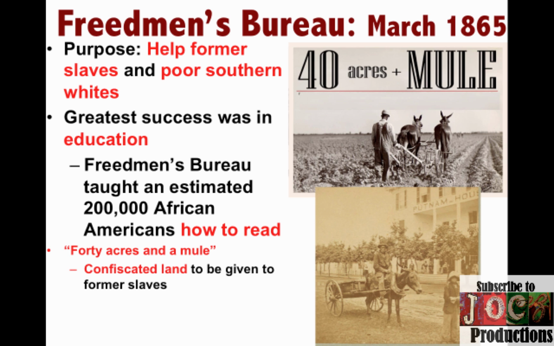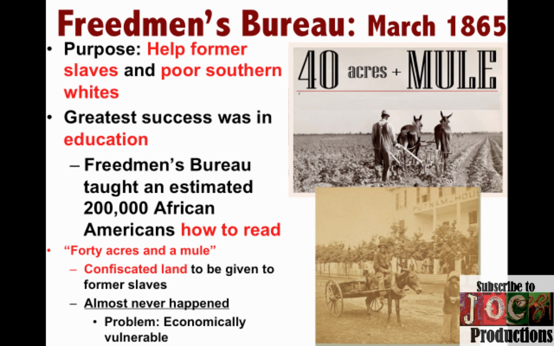So it was a huge achievement in that regard, but there are shortcomings to it and to Reconstruction in general. You know, there was this idea of 40 acres and a mule, that land should be given to the former slaves so that they can become economically independent. And the reality is, this almost never happened. And as a result, many of the former slaves remain economically vulnerable, and you're going to see how that turns out during this video.